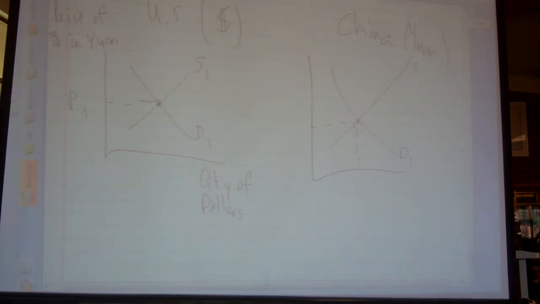All right, now over here, in China, what do we label this axis? Haley? At the top. Price of yuan. That's right. That's right, price of yuan in dollars. What about the bottom, Haley? Quantity of yuan. So this all needs to be in your notes.